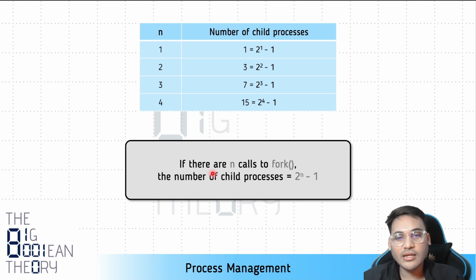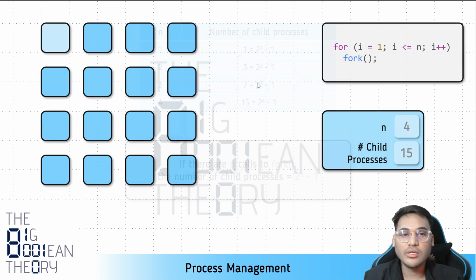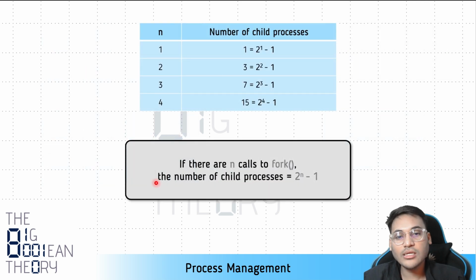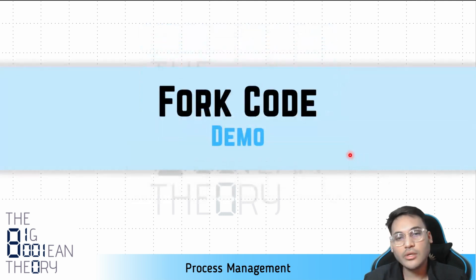So if you write a piece of code which has n calls to fork, here we were calling the fork in a loop, right? But if we unroll the loop, that initial piece of code that we saw, you are calling the fork system call n times. Then the number of child processes is given by this formula, that is 2 to the power n minus 1. And let's also confirm this via a demo. Basically, let's execute this piece of code and confirm this.